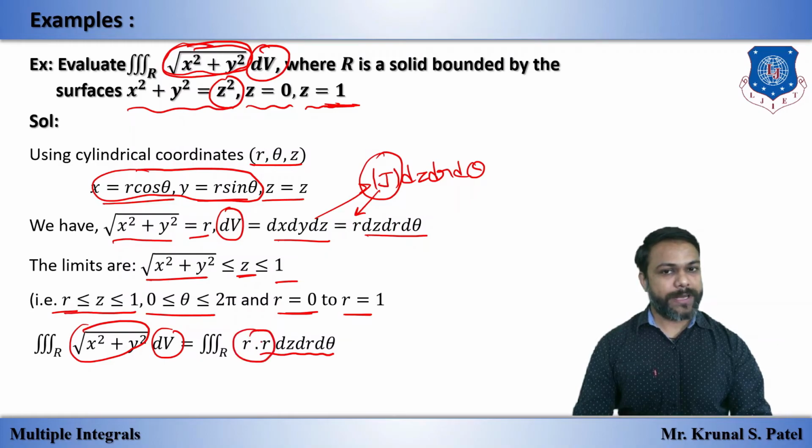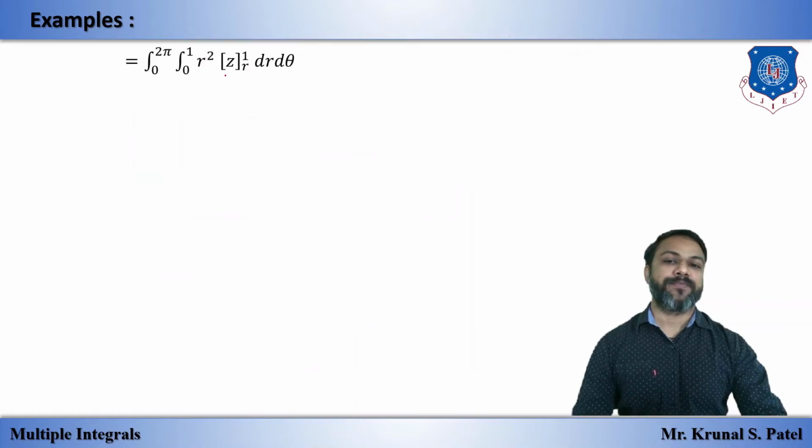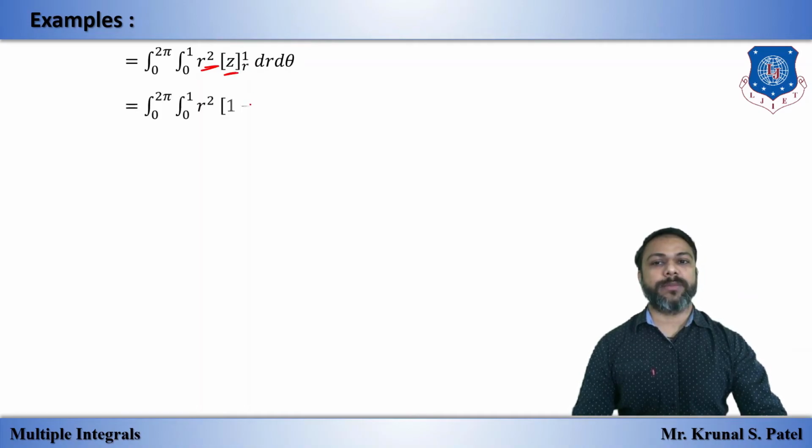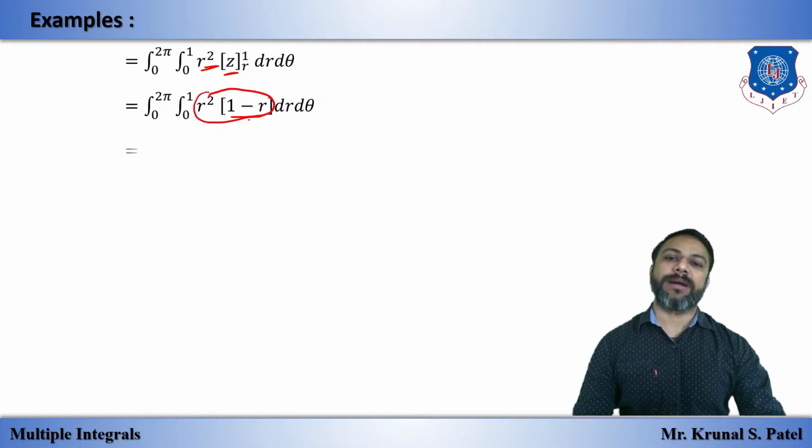So we have this r square. Now we will convert this limit. We will put the value of the limits. So we have these three limits. The limit of z is r to 1, the limit of r is 0 to 1, and the limit of theta is 0 to 2 pi, and r square. First we integrate with respect to z. Always here in cylindrical. So r square is constant, so we can take it outside from this integration. So we have this r square as it is, and the integration of 1 is z, upper limit minus lower limit. So we have 1 minus r. Now multiply r square in this bracket. So r square minus r cube.